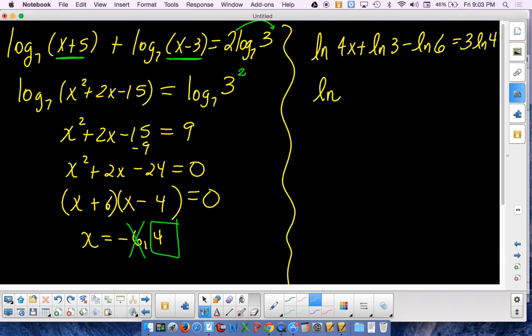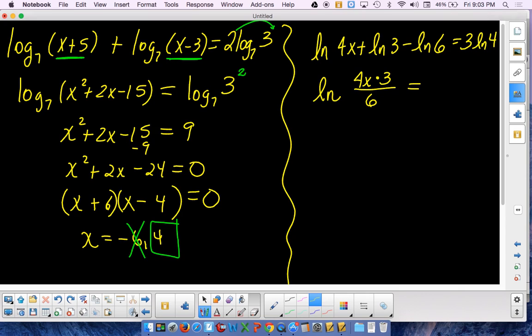So our properties say when I have a log plus a log, what am I supposed to do with those quantities? Well, addition means multiply. So I'm going to take 4x times 3. But since it's also minus a natural log of 6, the subtraction means division. So I'm actually going to just put the divided by 6 on the bottom. You can take care of all 3 pieces at one time.